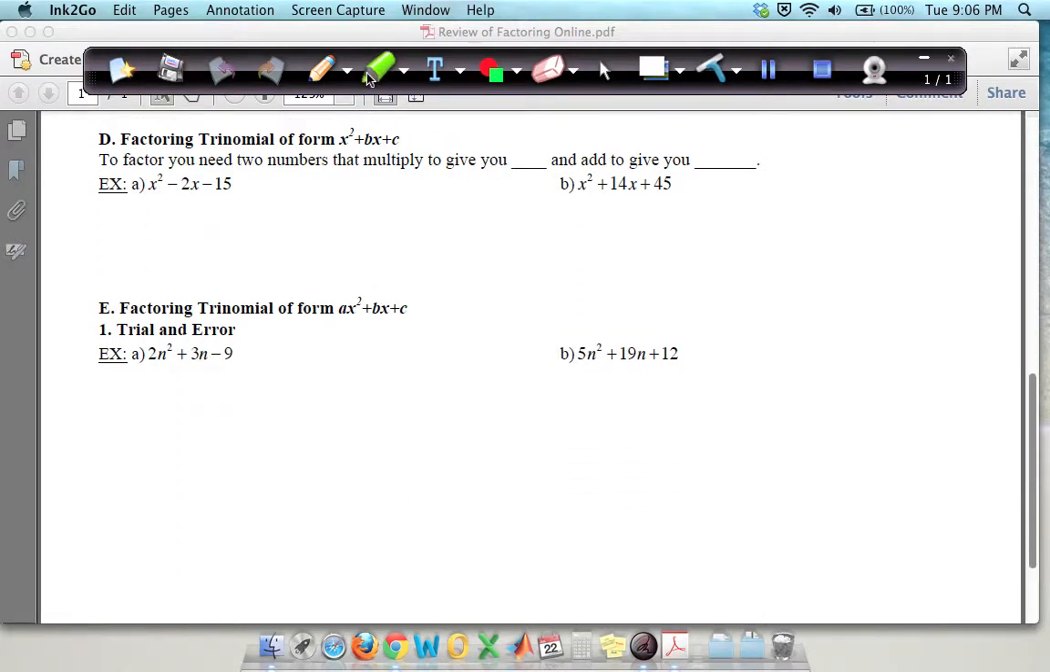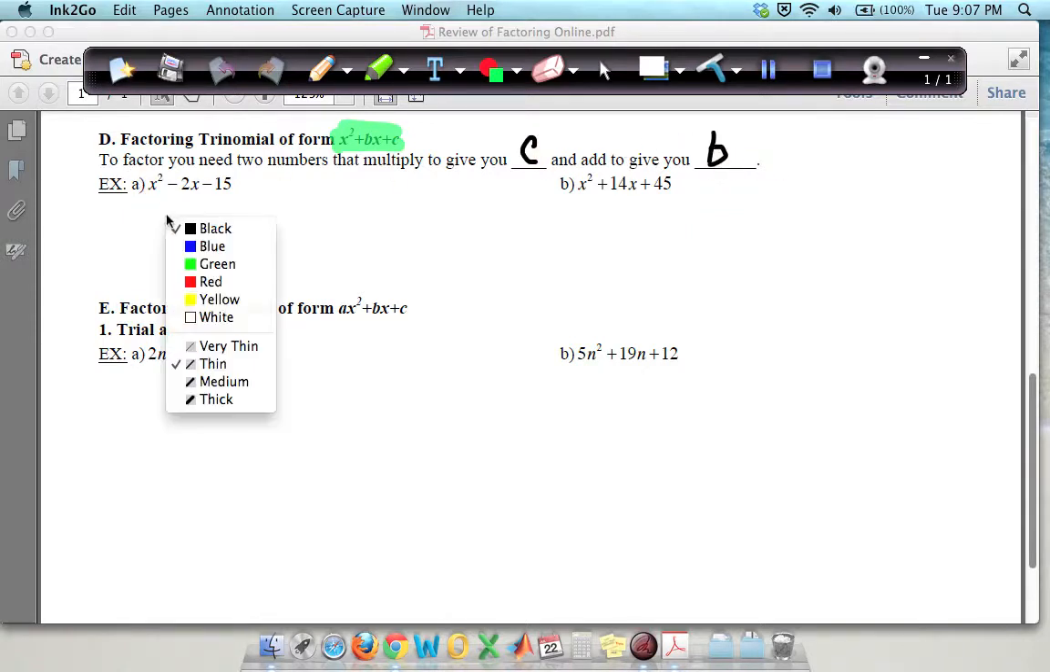Okay, one of the most important things that we're going to spend a lot of time factoring in this class is a trinomial. So that means x squared plus bx plus c. So you have 3 terms. And when the number in front of x squared is 1, like in this example, to factor you need 2 numbers that multiply to give you c and add to give you b.